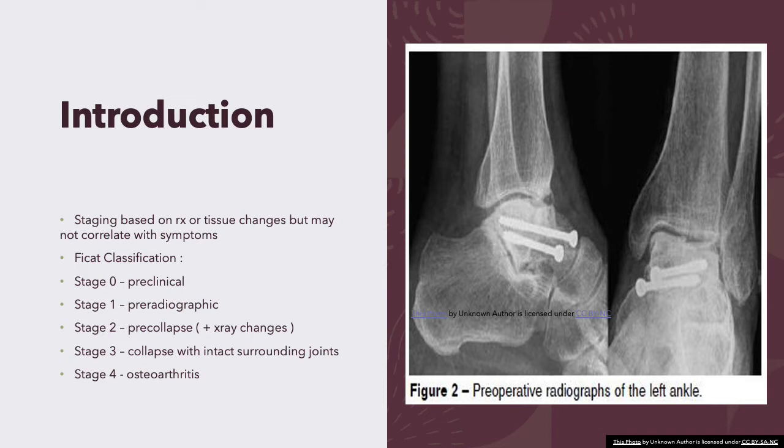Stage 0 is the preclinical stage, where stages 1 and 2 are pre-radiographic and pre-collapse with positive X-ray changes noted in stage 2. Stage 3 is collapse with intact surrounding joints, and stage 4 is the emergence or onset of osteoarthritis as a result of the AVN.